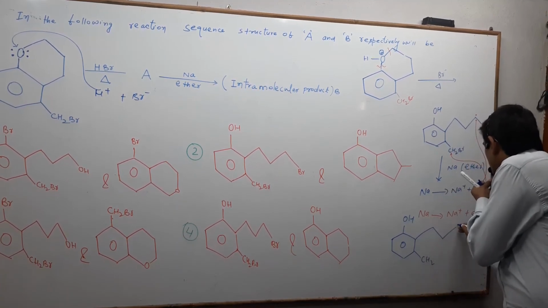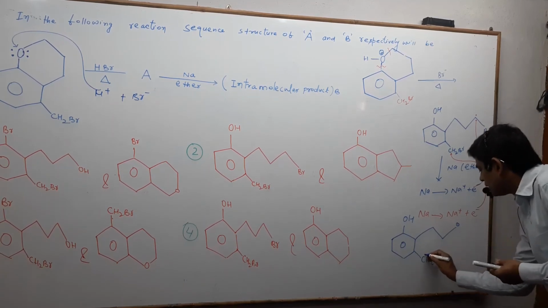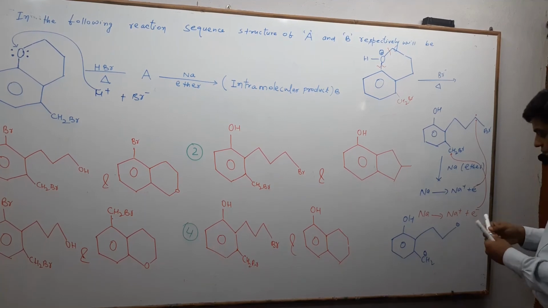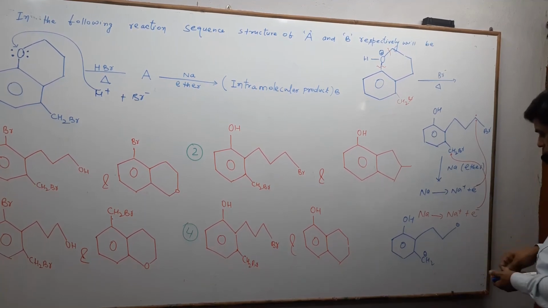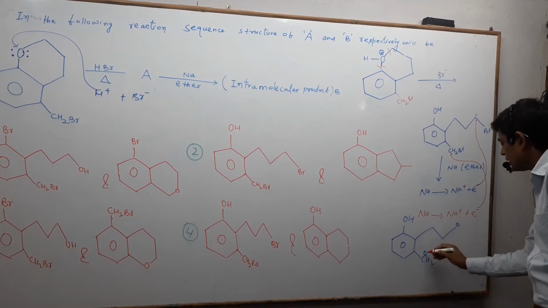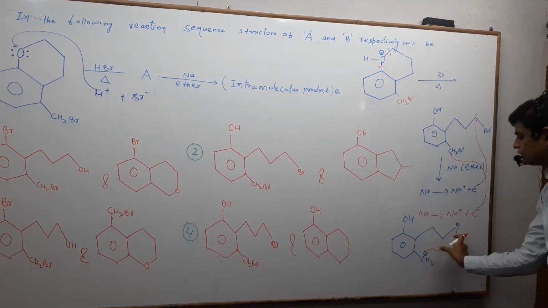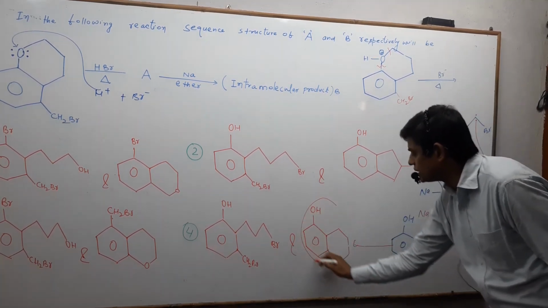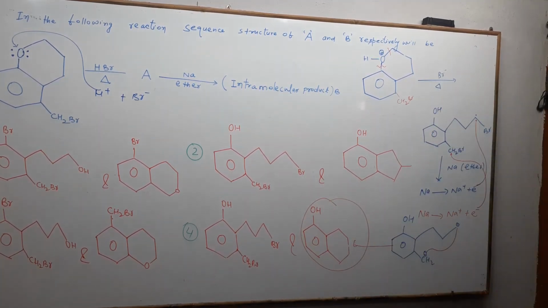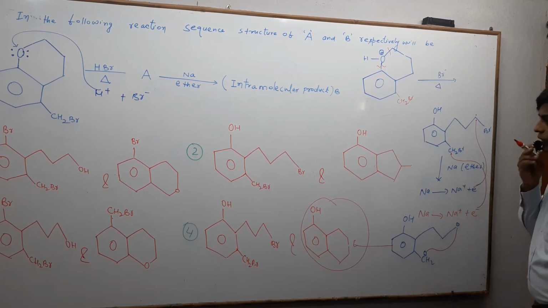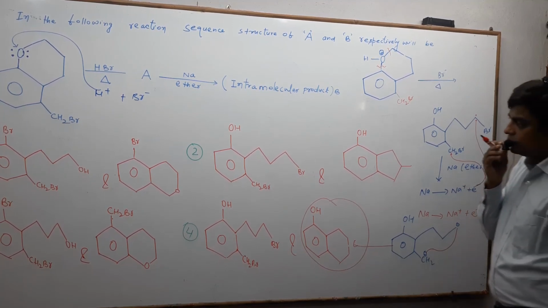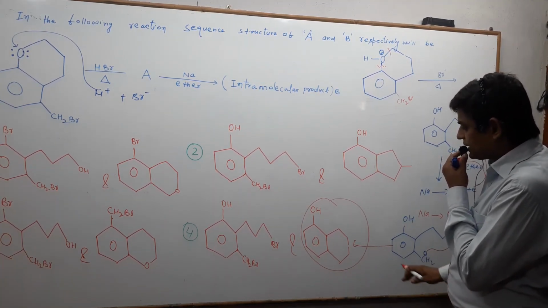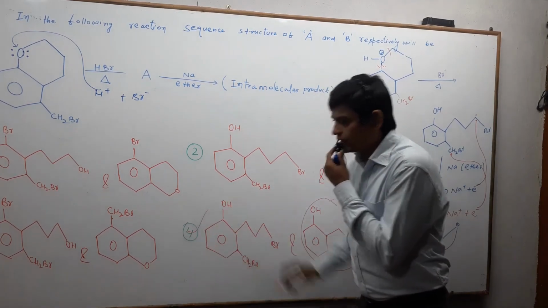1, 2, 3. So this is a radical, and this is also a free radical. Now these two radicals combine with each other and form a bond. When these two meet, this structure will form. So according to this option, we can say that this is our correct option, right?